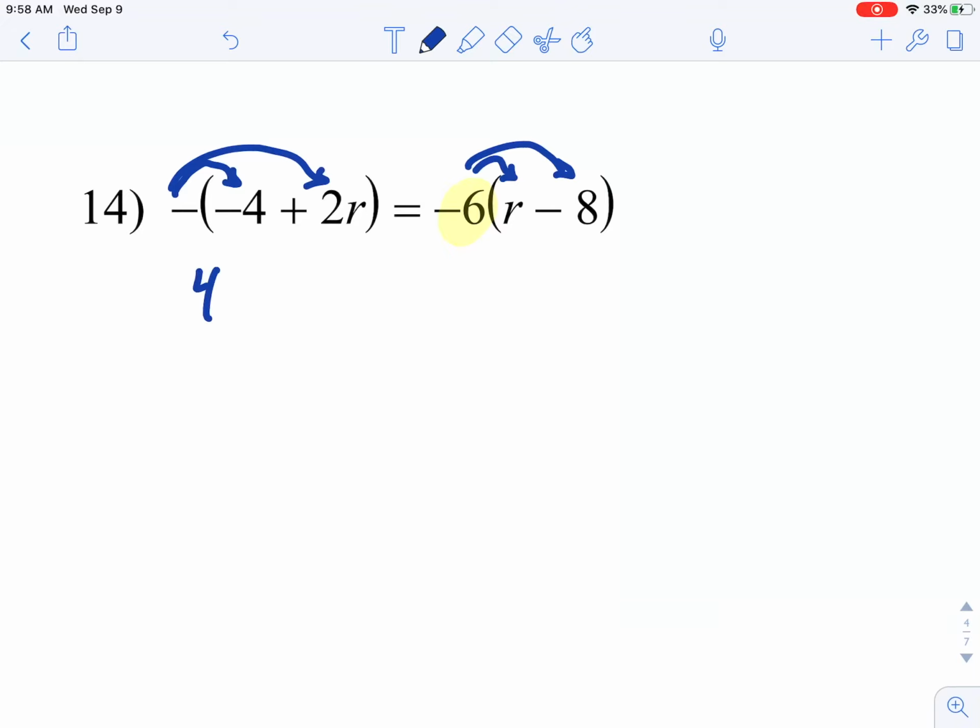So a negative, negative 4, 2 negatives make a positive. Negative plus 2 is going to turn into minus 2r. Negative 6 times r, negative 6r. Negative 6 times negative 8, positive 48. So that was the distributive property on both sides.